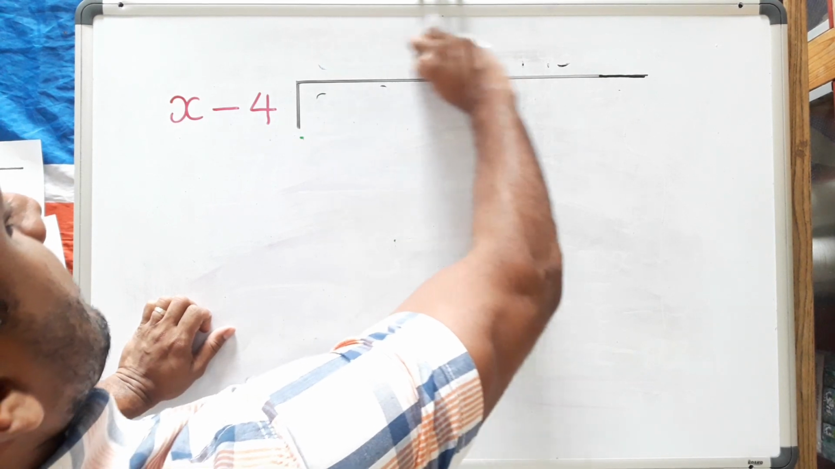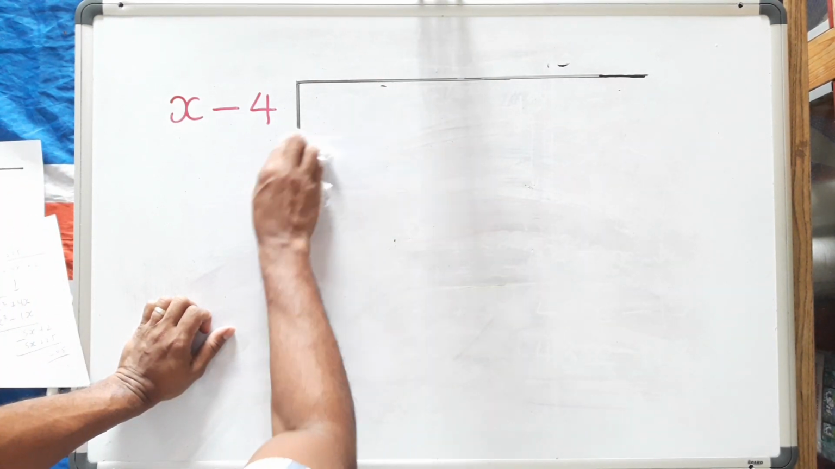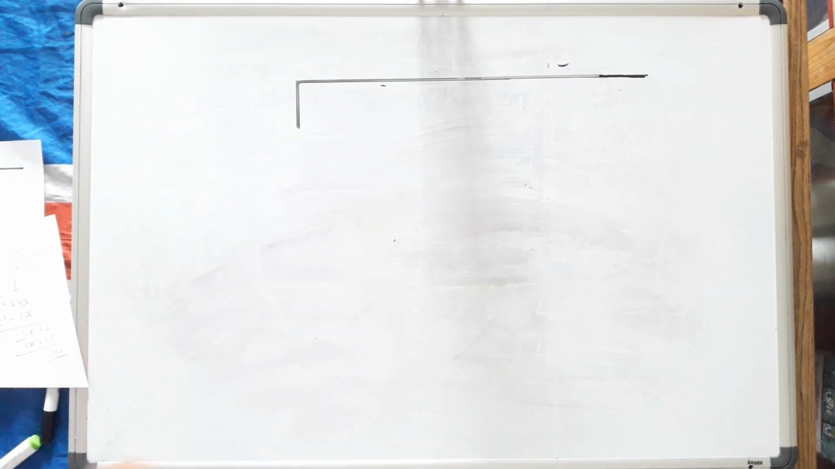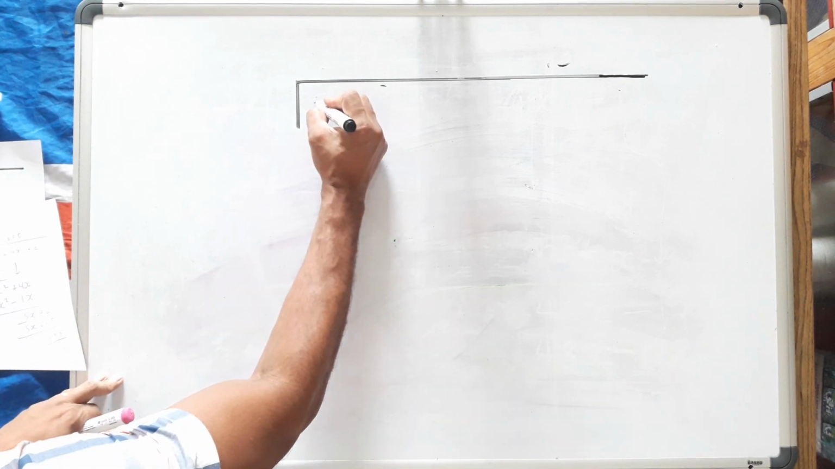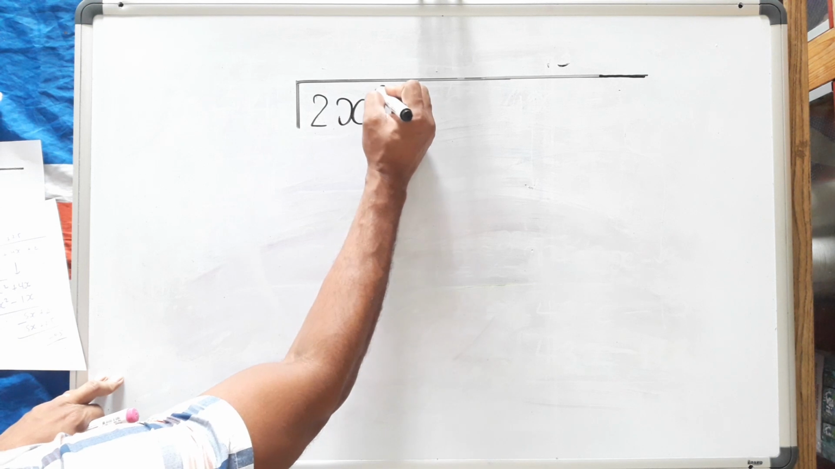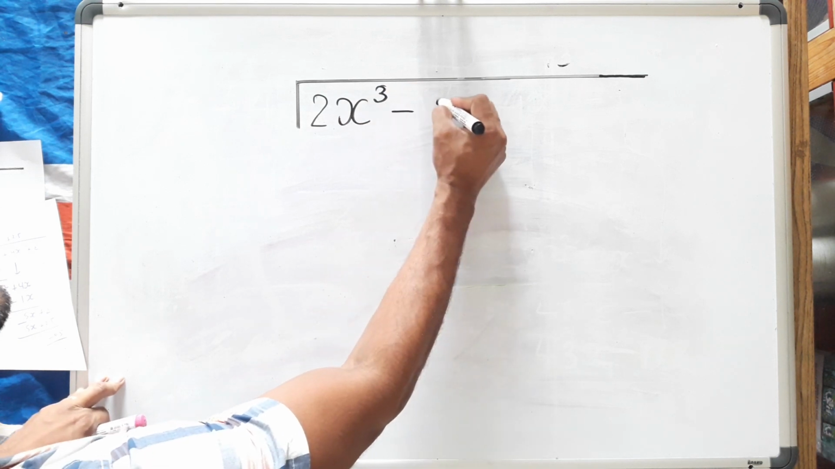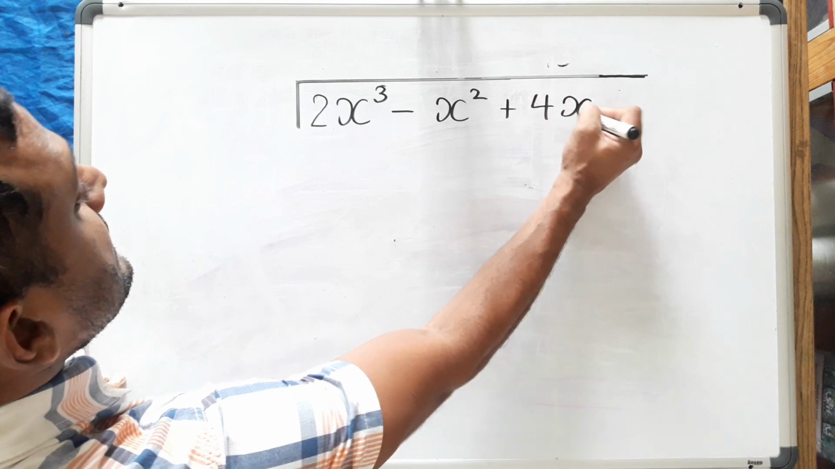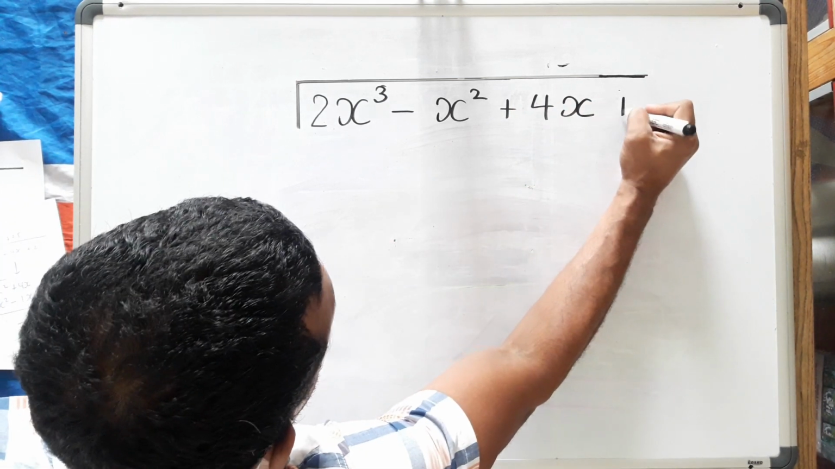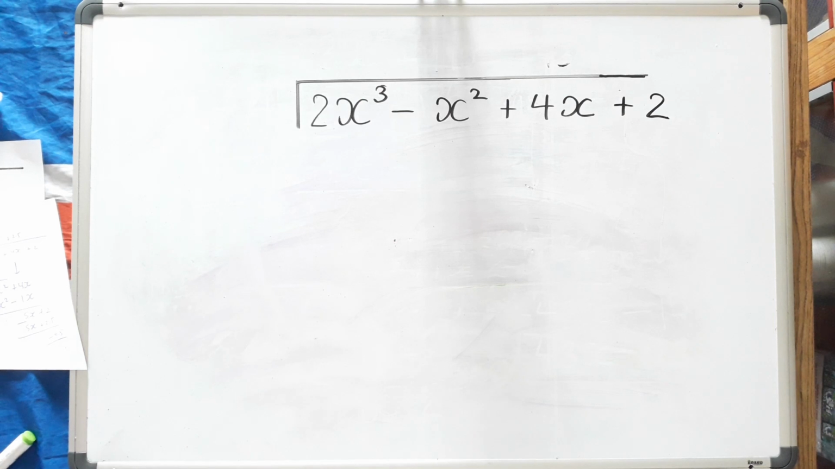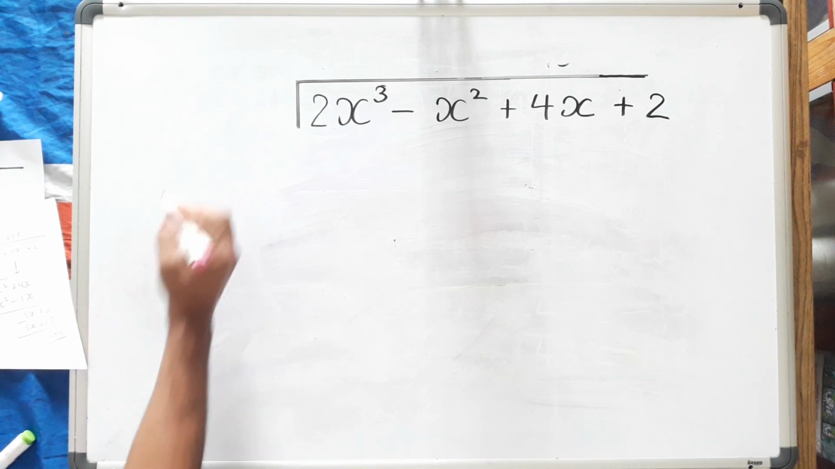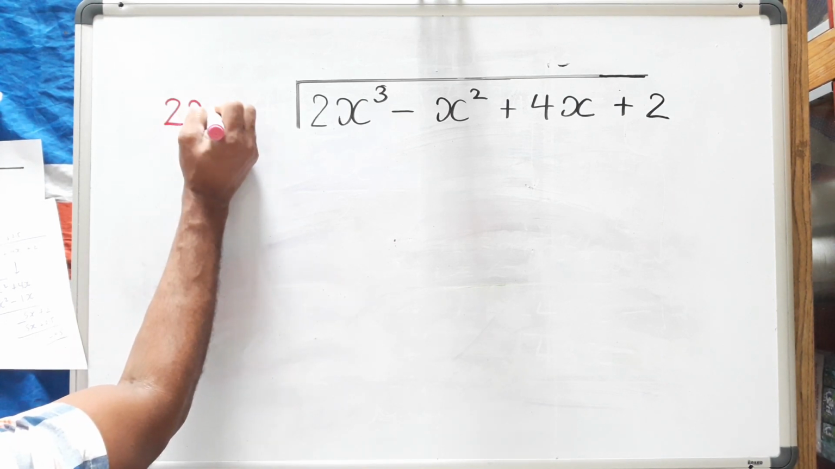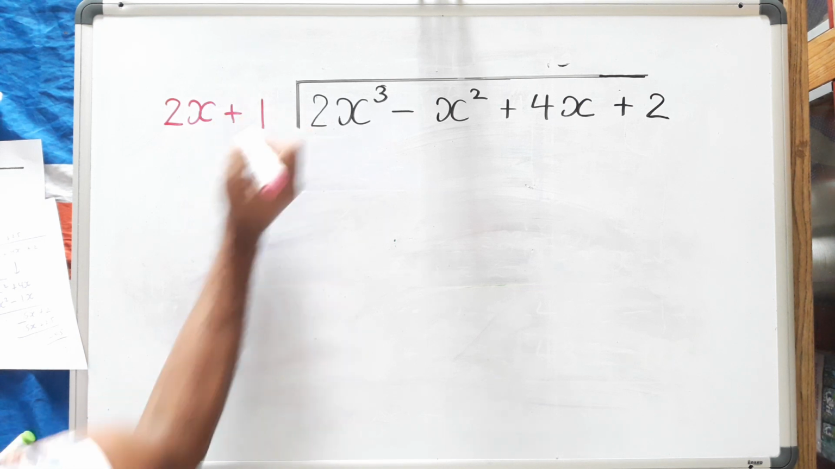Let's have another example over here. All right, so we are going to try 2x cubed minus x squared plus 4x plus 2. And we are going to be dividing it by 2x plus 1.